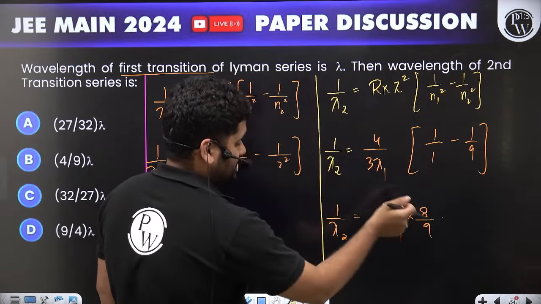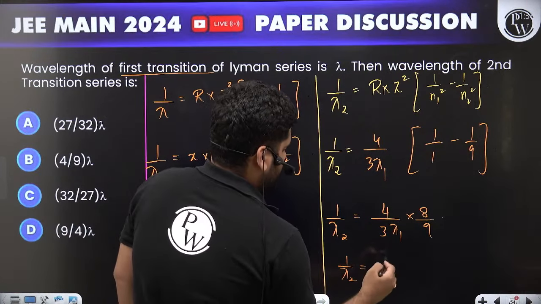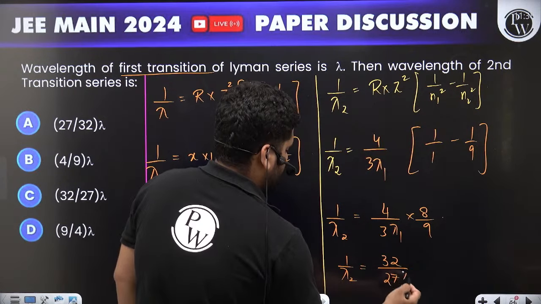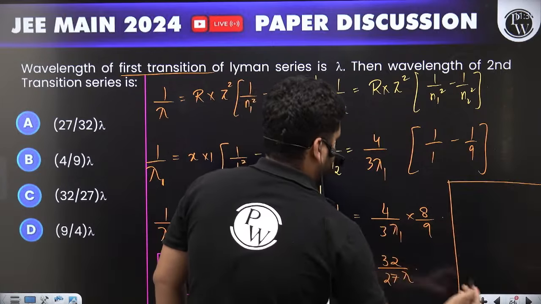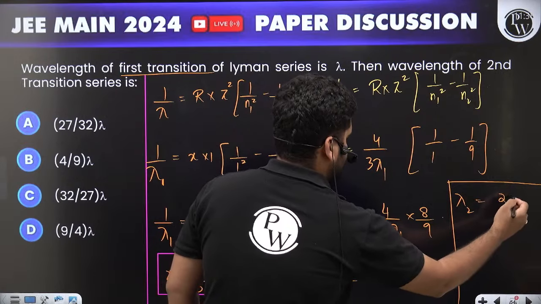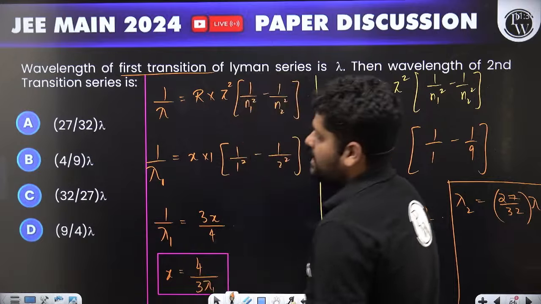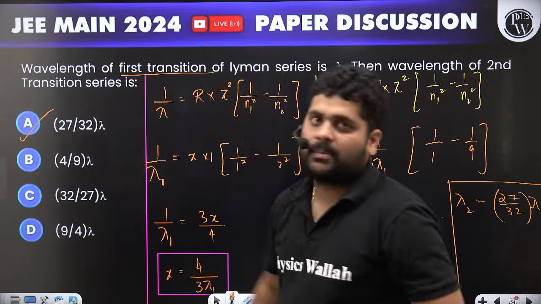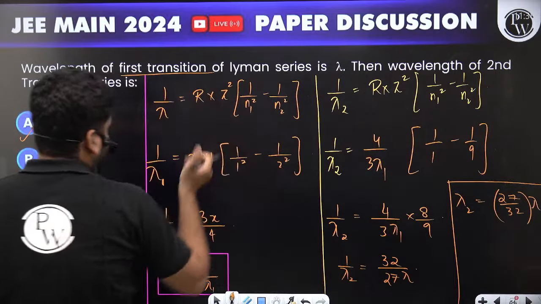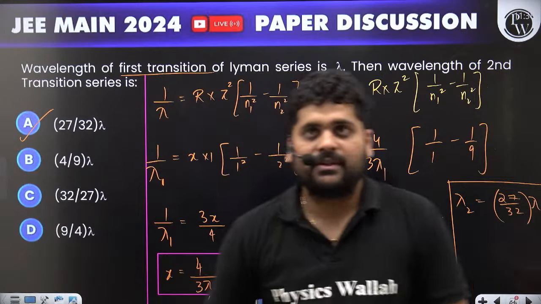Just multiply this. This is 32 and this is 27. So 1 by lambda 2 is equal to 32 divided by 27 lambda. The question is to calculate the value of lambda 2, not 1 by lambda 2. So lambda 2 would be 27 by 32 into lambda. Right. So 27 divided by 32 into lambda, correct answer is option A. That's it. You just calculated the value of R and substituted to get the new value of lambda. That is what we have done in this question.